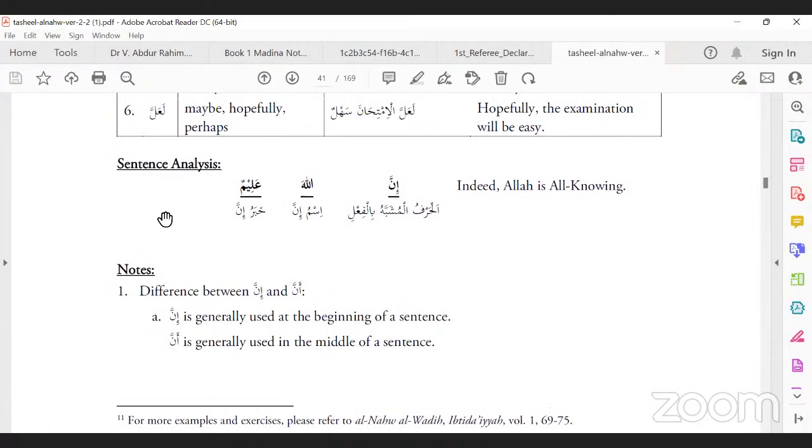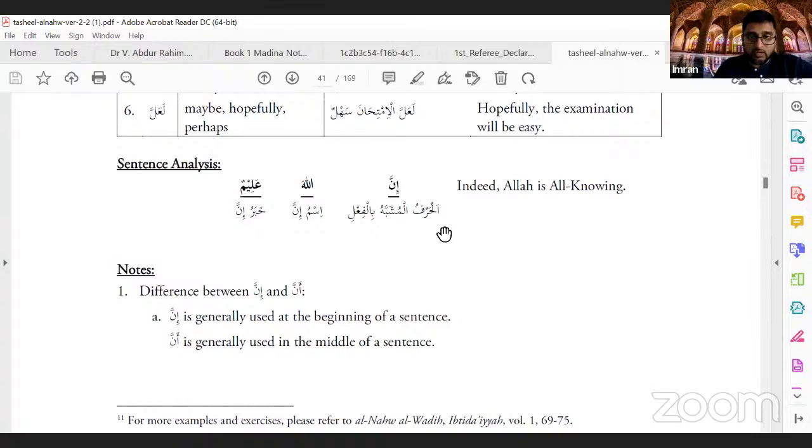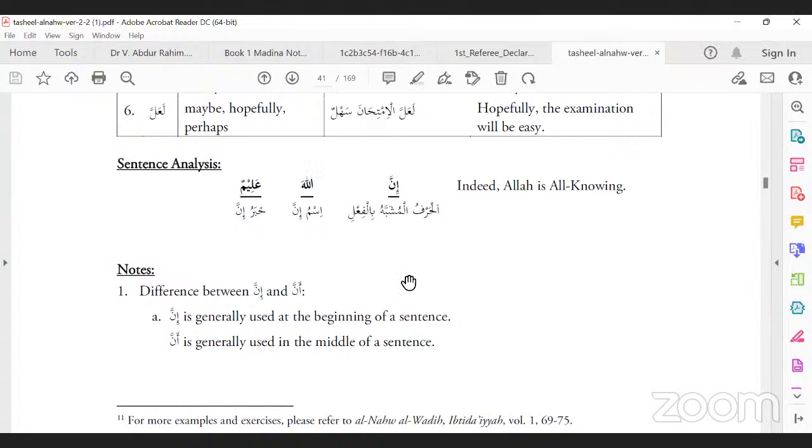Sister Sakina, can you come on the mic, please? Sentence analysis. Can you just go through this? Inna Allaha alimun. Indeed, Allah is all-knowing. Inna is al-harfu mushabbahu bil-fi'li. Allah is the ism of inna, and alimun is the khabar of inna.